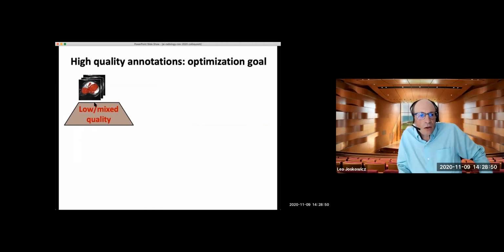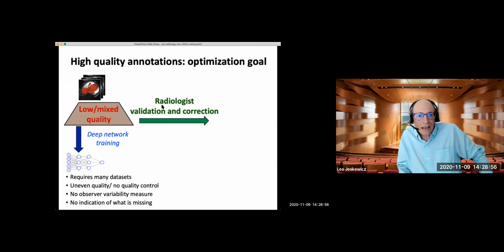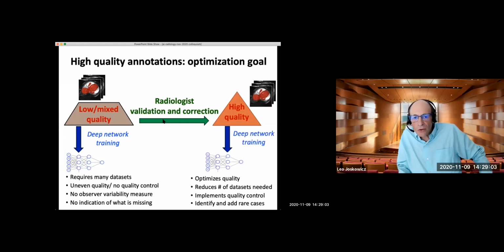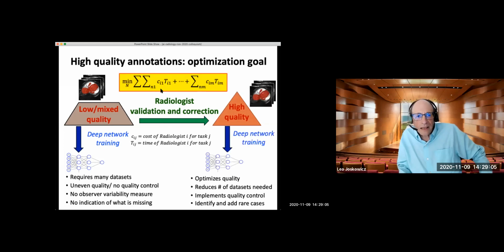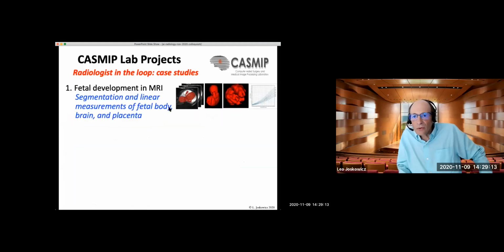So you want to start with a low mixed quality with a network that was trained with a few examples. And basically, you want to optimize the radiologist's time and the correction in order to train a network and do better. So basically, the optimization function that you're looking for is to optimize the radiologist's time to do the correction.